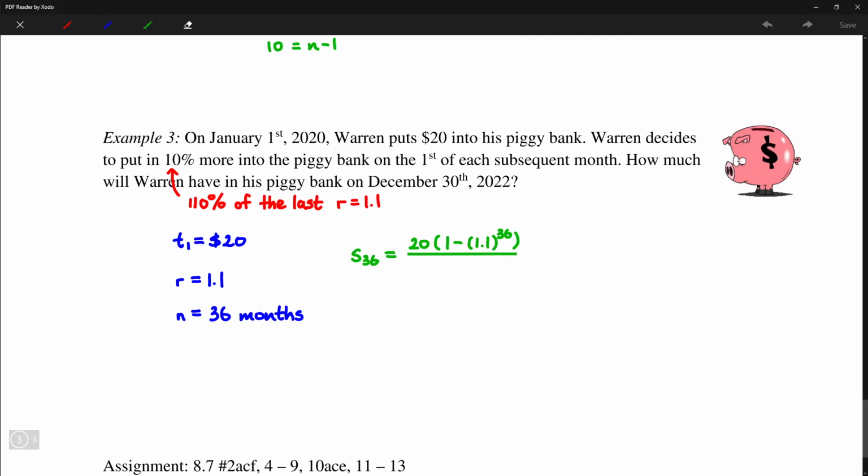Alright, so as you can see here, 1.1 to the 36th power is going to be very hard to calculate by hand. So we're going to use a calculator in this case. And that will give us $5,982.54.